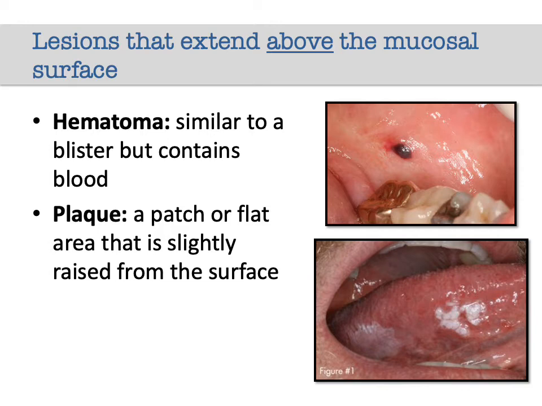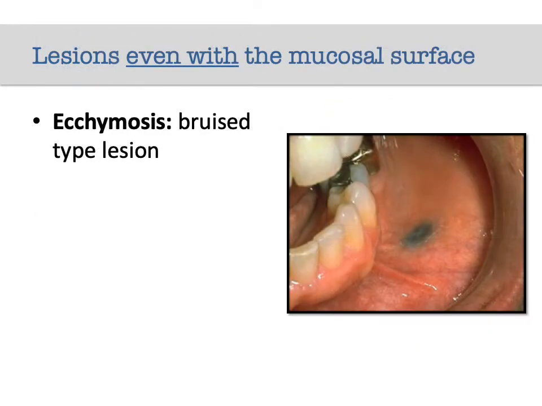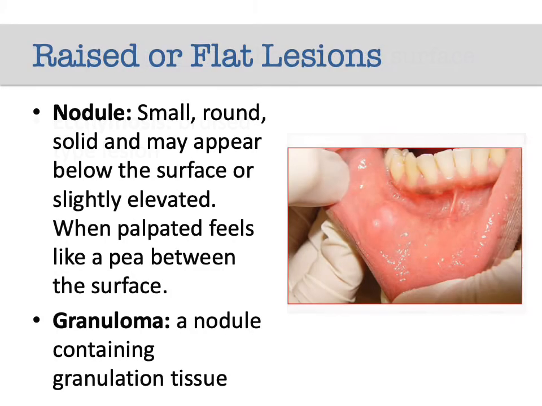A plaque is a patch or flat area that is slightly raised from the surface. An ecchymosis is a bruised type lesion. Now we will look at lesions that can be raised or flat. A nodule is a small, round solid and may appear below the surface or slightly elevated. When palpated, which means when you squeeze it between your fingers, it can feel like a pea between the surface of the lip. A granuloma is a nodule that contains granulation tissue.